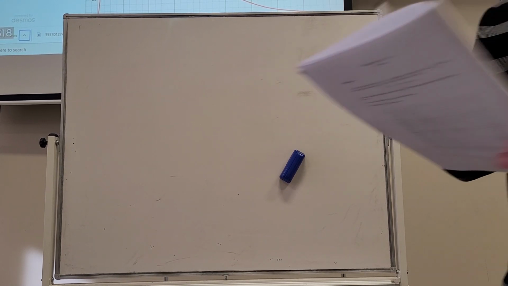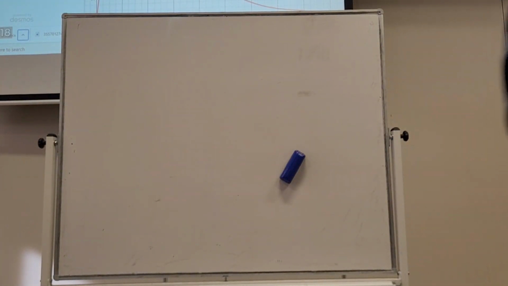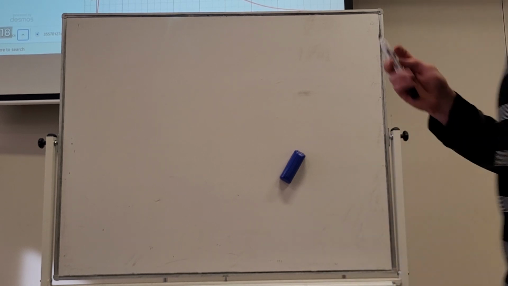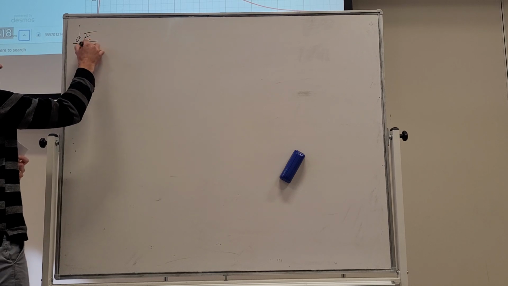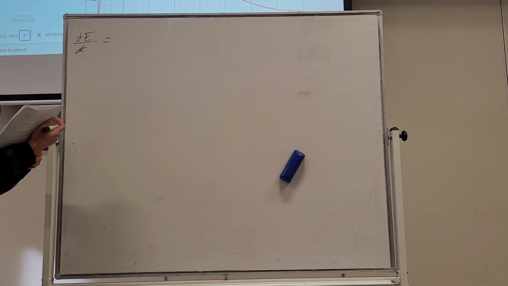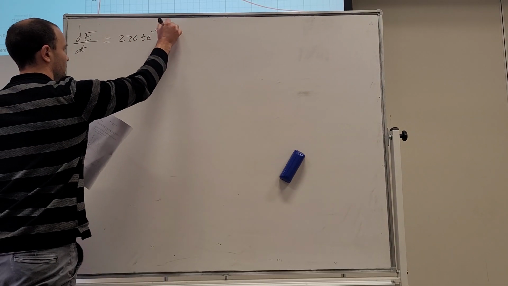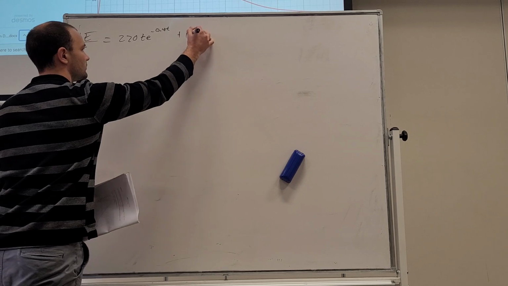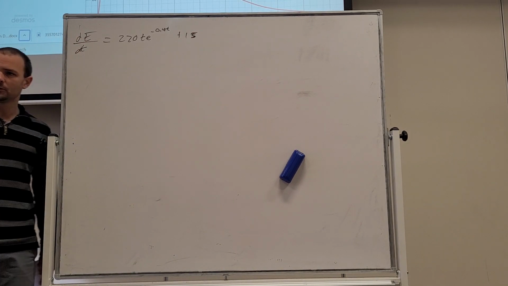So, let's start answering these questions then. We've got it, we're ready to answer it. Find the rate at which patrons entered the venue at 12 noon. Okay, so this is the rate function. All right, what we've got, 220t e to the minus 0.4t plus 15. This is the rate function. Now we want to know the rate at which they're entering at 12 noon.